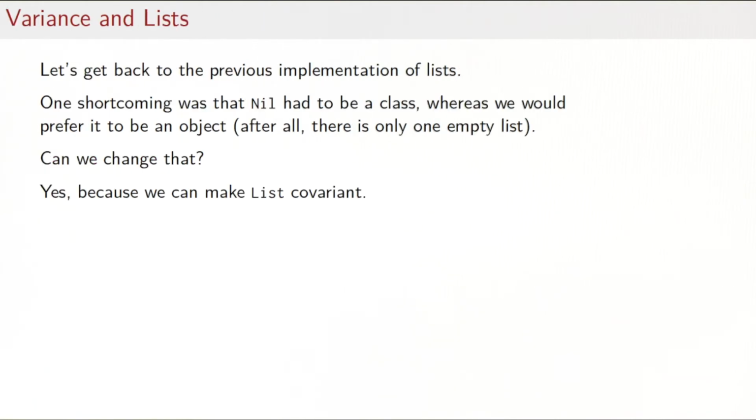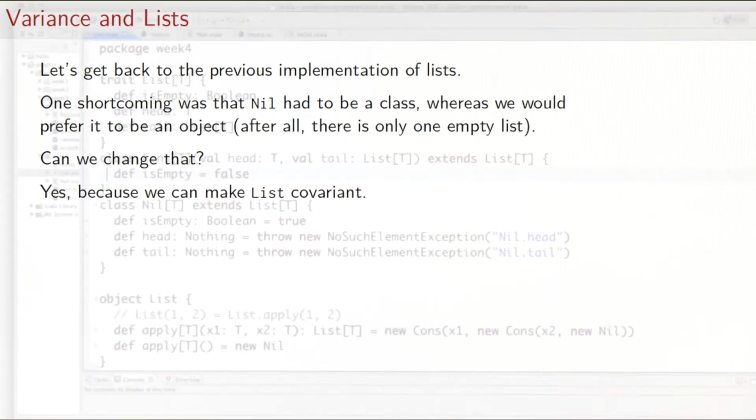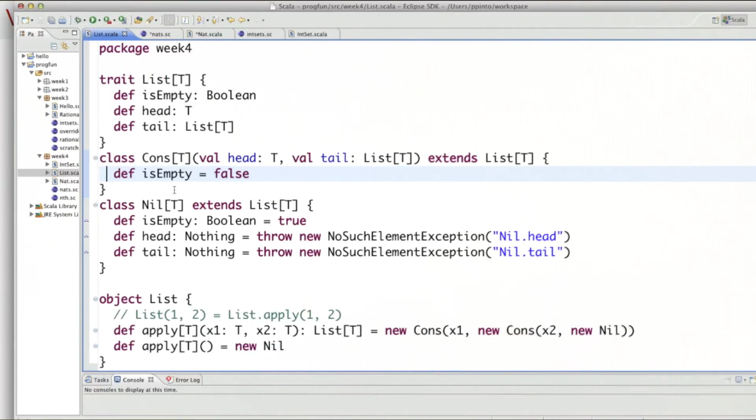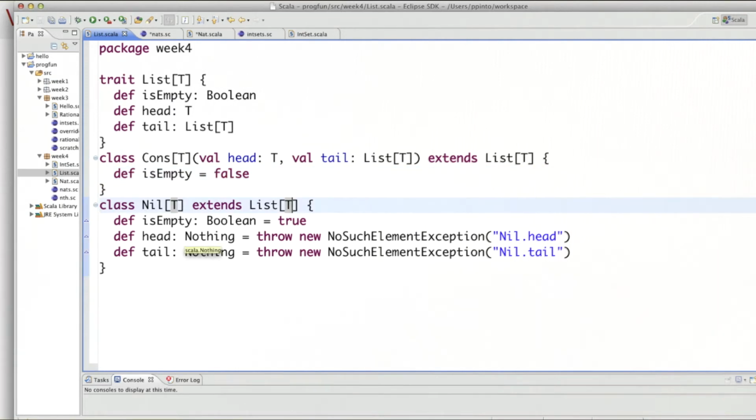So now that we've seen variance, let's get back to the previous implementation that we did of lists. One shortcoming there was that Nil was modeled as a class, whereas we would prefer it to be an object. After all, there's only one empty list. Can we change that? Well, let's have a look at the example. I've brought up the list hierarchy that we've seen in previous sessions. What we would like to do is turn class Nil into an object. So let's just go right ahead and do that.